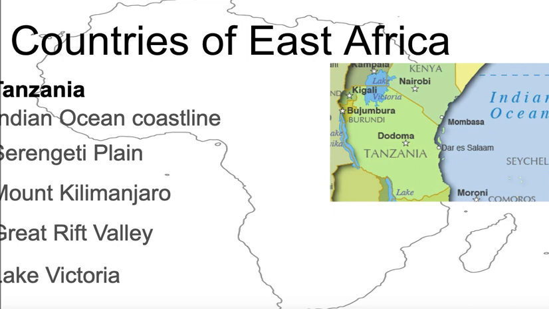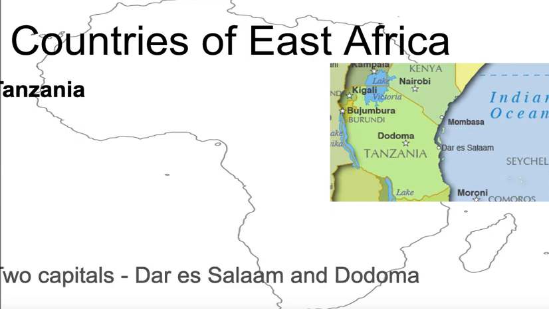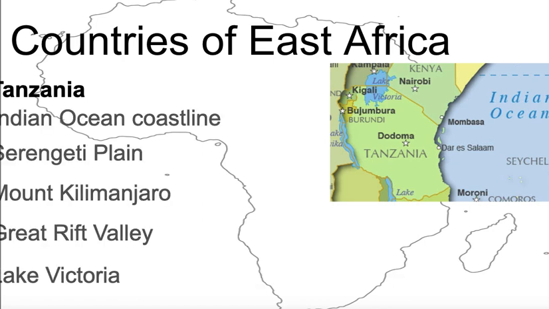The Great Rift Valley cuts two gashes through Tanzania, one in the center of the country and the other along the western border. Lake Victoria is in the northwest corner of Tanzania. It is Africa's largest lake, and it is one of the sources of the Nile River.